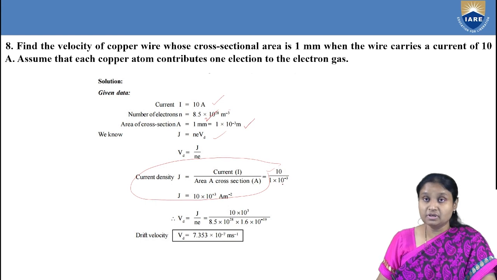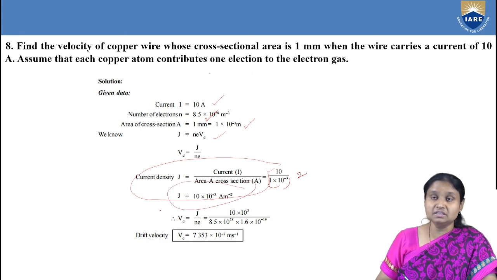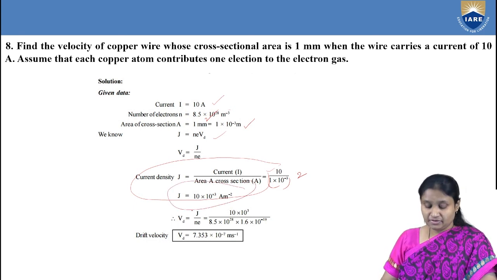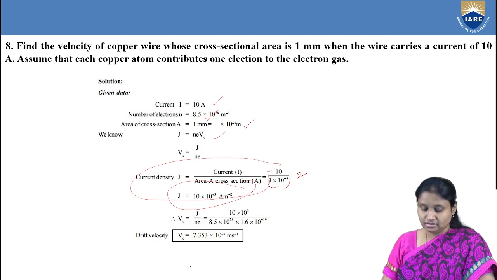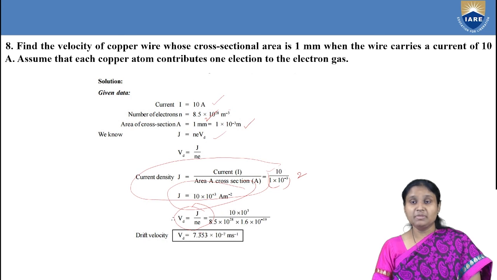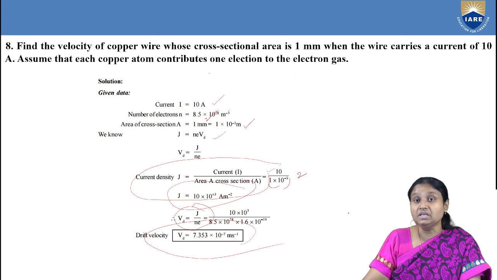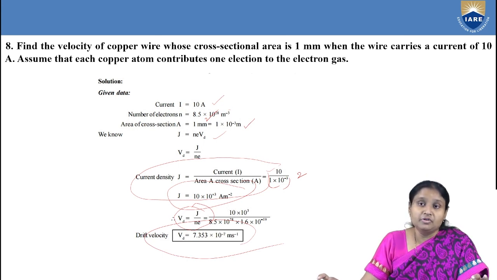Area is 1 mm square. In meter square, it will be 1 into 10 power of minus 3 whole square, so 10 power of minus 6, and if we simplify, it comes out to be this value. Next, we need to find the value of drift velocity. What is the relation between drift velocity and current density? Vd is equal to J by Ne. If we substitute, the drift velocity comes out to be 7.353 into 10 power of minus 7 meters per second.